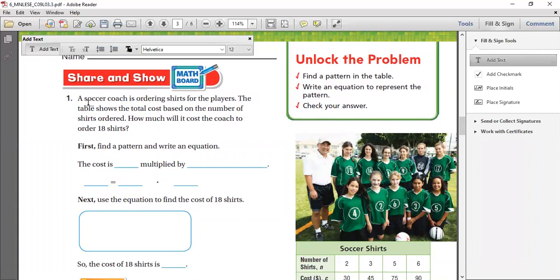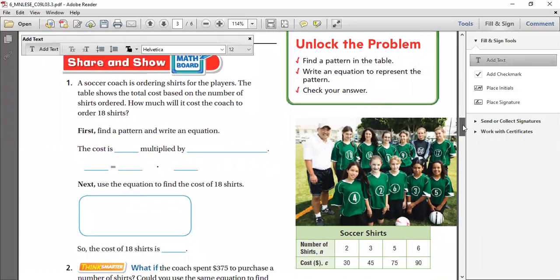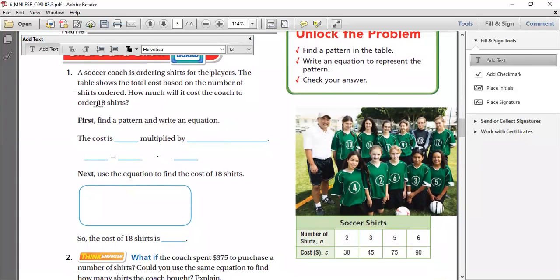Okay, now this one, question number 1 on page 505. A soccer coach is ordering shirts for the players. The table shows the total cost based on the number of shirts ordered. How much will it cost the coach to order 18 shirts? So this table here shows the number of shirts and the cost. So if 2 shirts are $30, 3 shirts are $45, 5 shirts are $75, 6 shirts are $90.